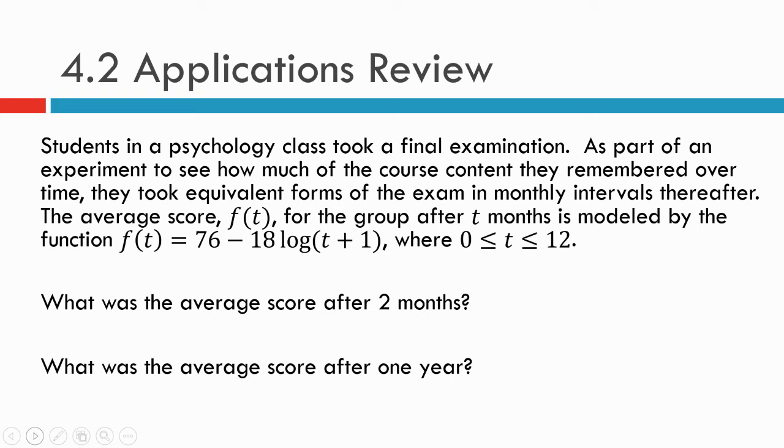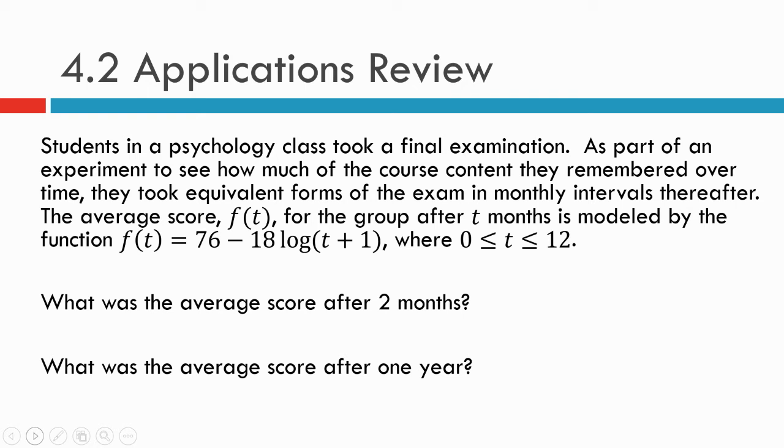Here's another example. It says students in a psychology class took a final examination as part of an experiment to see how much of the course content they remember over time. They took equivalent forms of the exam in monthly intervals thereafter. The average score, f of t, for the group after t months is modeled by the function f of t equals 76 minus 18 times the log of t plus 1. T is in between the range of 0 and 12, which makes sense because we're talking months. There's 12 months in the year, so you're not going to go over 12.